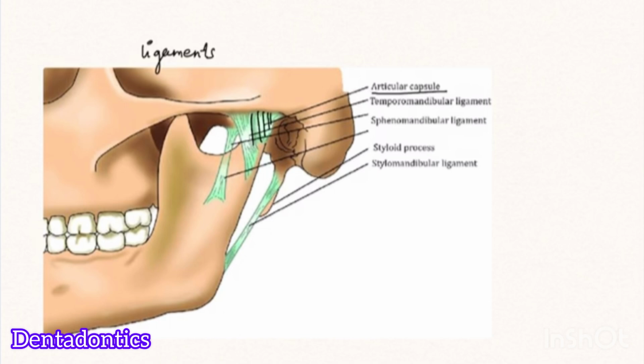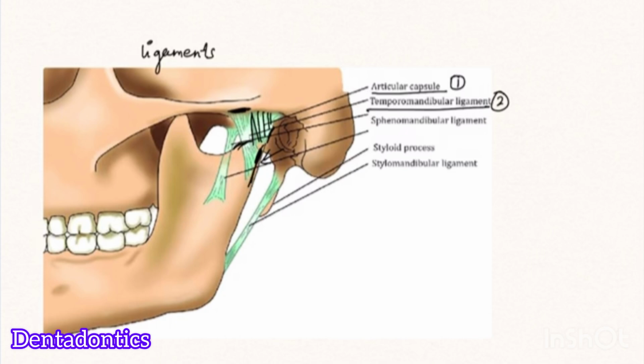Then the second ligament is the lateral ligament or the temporomandibular ligament. It gives strength to the TMJ. It attaches above to the articular tubercle and below to the posterior lateral aspect of the neck of the mandible, as you can see in this picture.